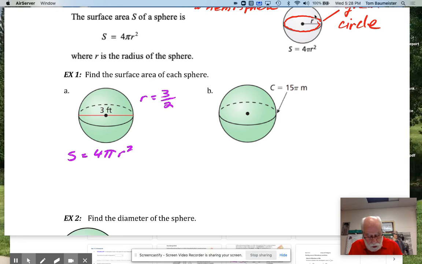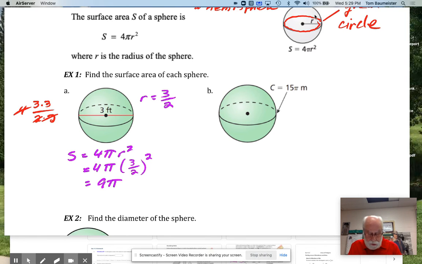And this time, we'll have 4 times pi times 3/2 squared. So now I'm going to go off to the side here. I have the 4 there. And then I have 3 squared, which is 3 times 3, and the bottom, which is 2 times 2. What is 2 times 2? It's 4, so I can get rid of that. And what do I have left? Just 9, right? So 3 times 3 is 9. So that simplifies to 9 pi.